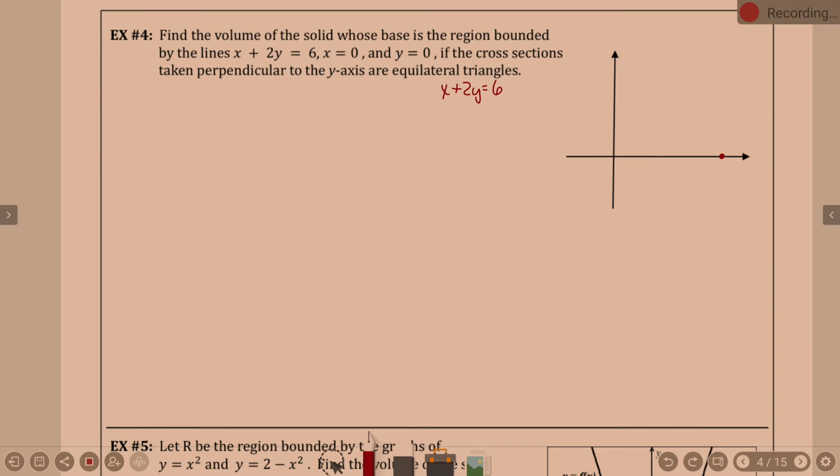If I put in 0 for y, x is 6, correct? If I put in 0 for x, y is 3. Or, like Ethan was doing, solve it. 2y equals negative x plus 6. Y is negative 1/2 x plus 3, right? Somehow you got to graph that line.